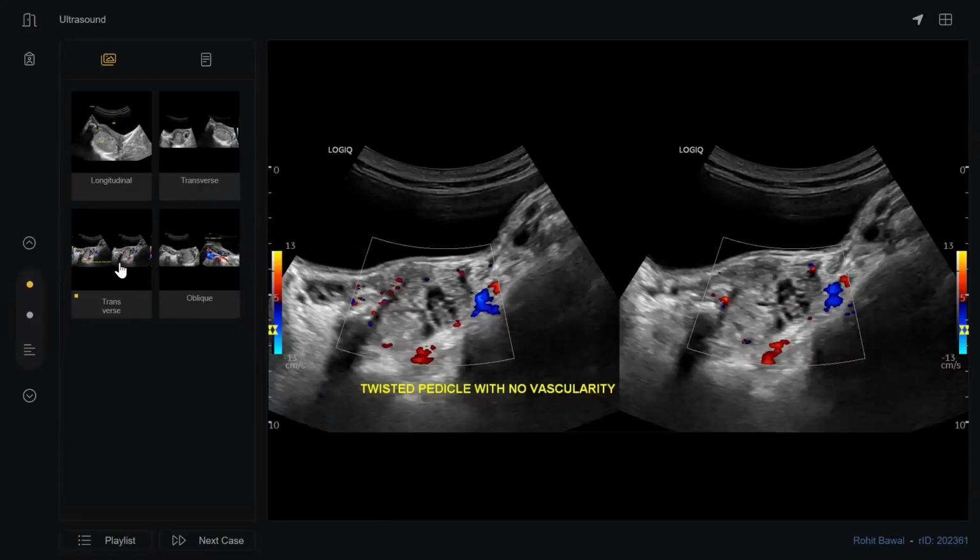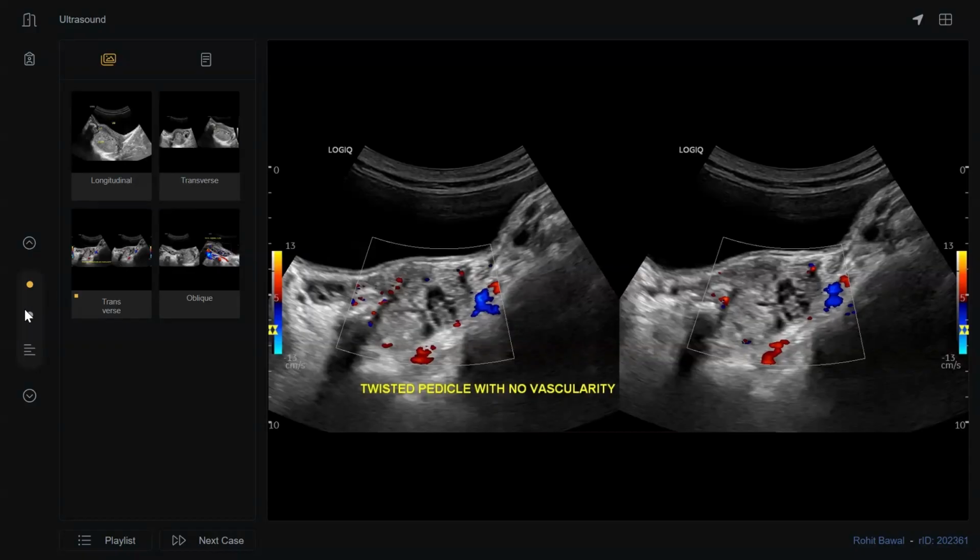I would like to see the vascularity of this torsed ovary. I can appreciate few subtle vascularity along the peripheral aspect of this ovary, twisted pedicle with, okay, there is written no vascularity. This is a case of acute ovarian torsion. As this is emergency, I will pick up my phone and will inform the referring gynecologist and will suggest referral to the gynecology for further evaluation for further management.